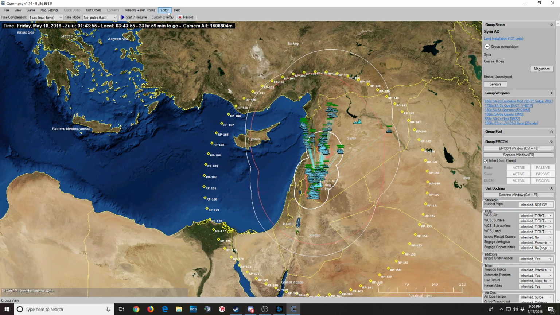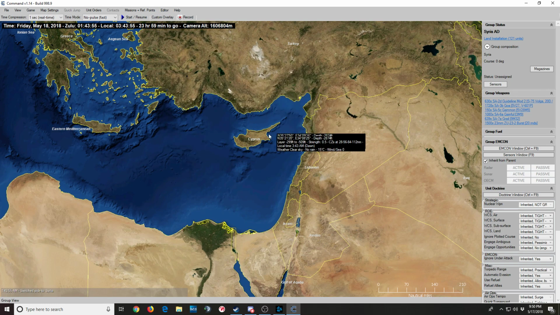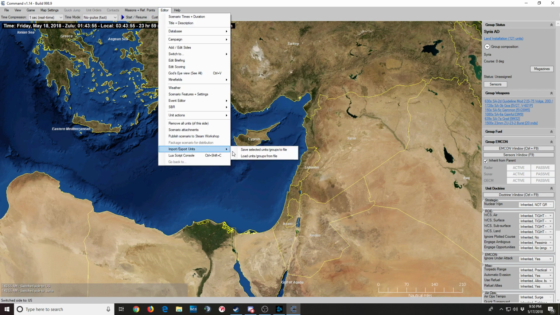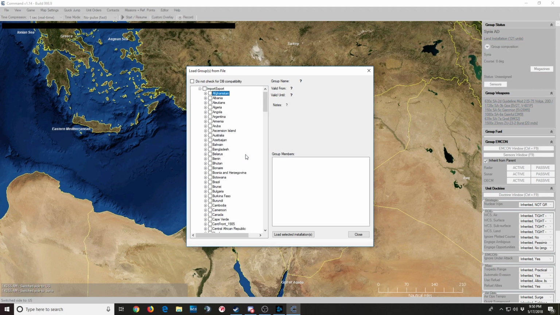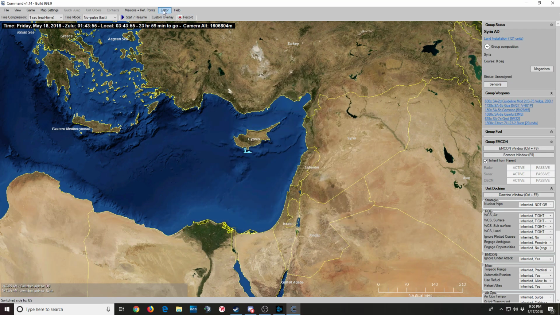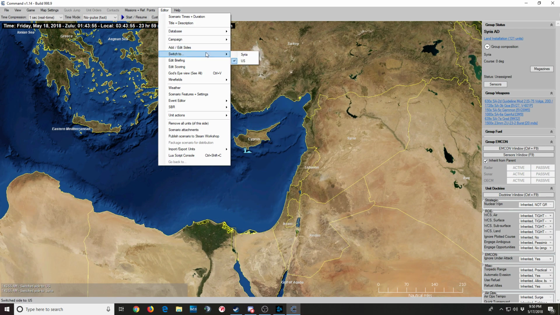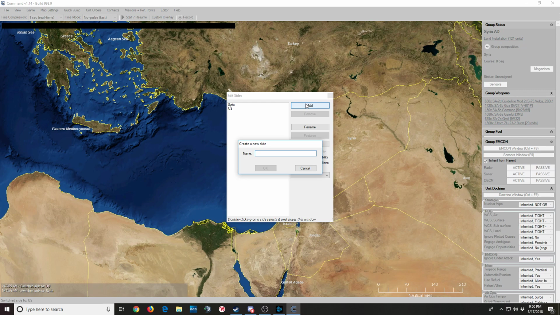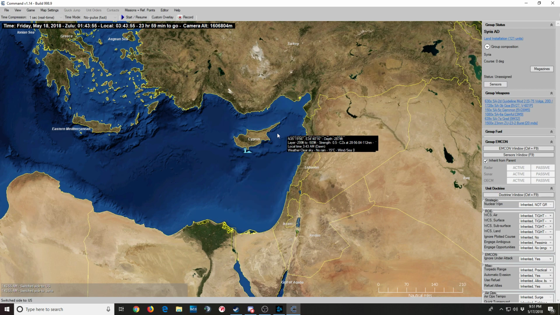All right, so now what I want to demonstrate is, so let's add Cyprus. We're going to add a base in Akrotiri. And we're also going to add civilians. And they should be neutral to everyone.